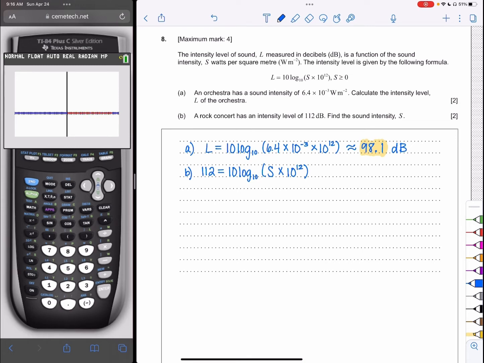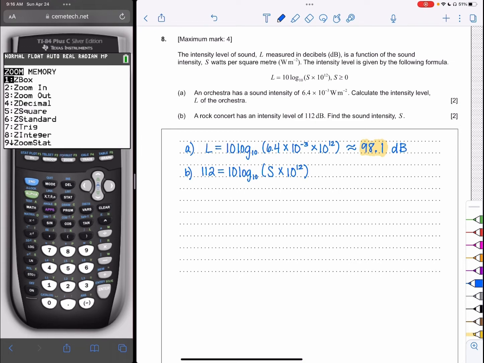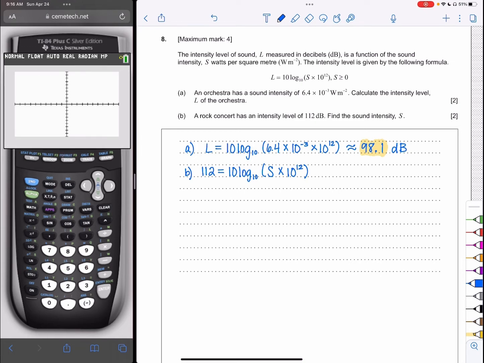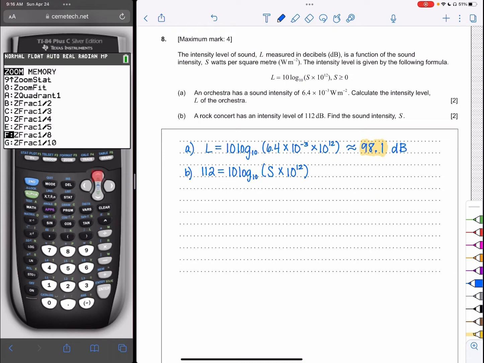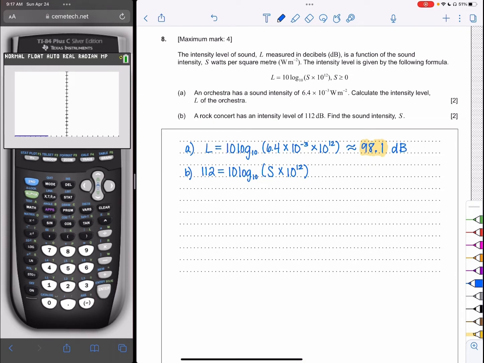All right. So as you can see here, we graphed it, but I really can't see anything here. So I'm going to press zoom, and I'm going to press zoom 6 to take me back to how my graph normally looks, ZoomStandard. Because I did ZoomStandard and nothing is showing up, I'm going to hit zoom 0 to fit it to the screen so that I can see clearly what's going on.